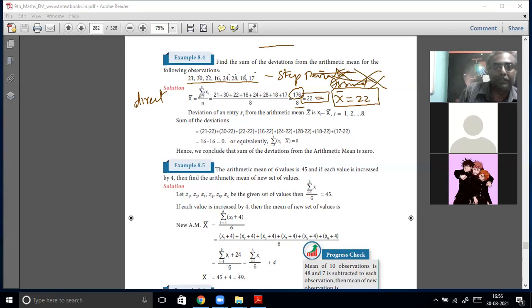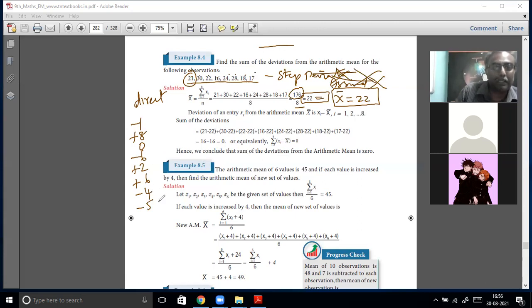Now find the deviations. First one, 21 minus 22 is equal to minus 1. Then 30 minus 22 is plus 8. Then 22 minus 22 is 0. Then 16 minus 22 is minus 6. Then 24 minus 22 is plus 2. Then 28 minus 22 is plus 6. 18 minus 22 is minus 4. 17 minus 22 is minus 5.